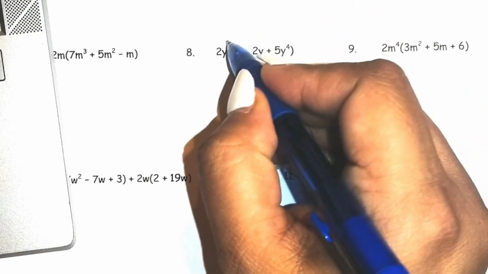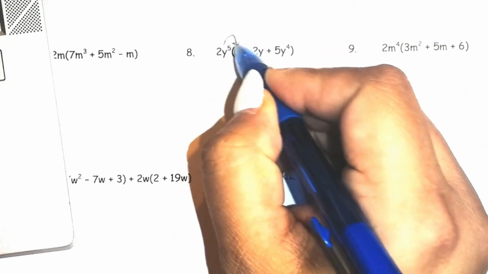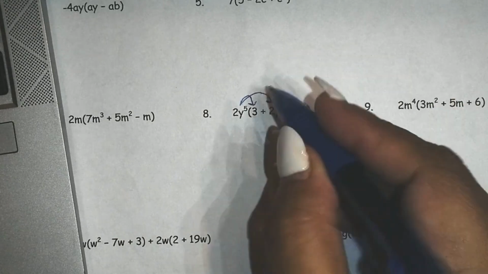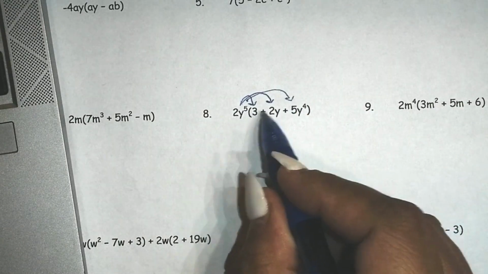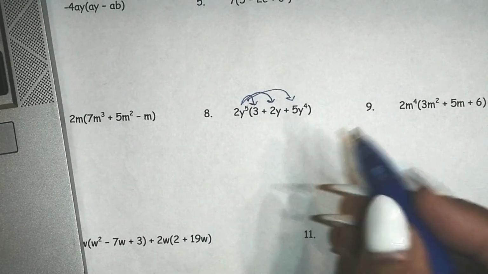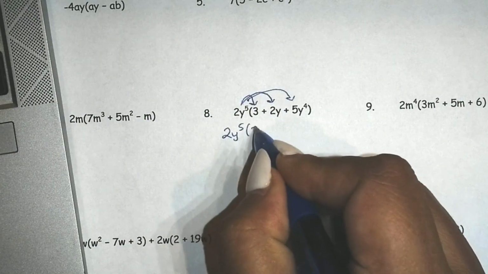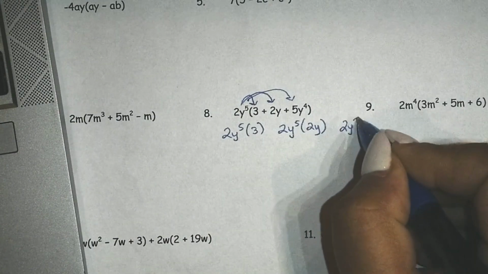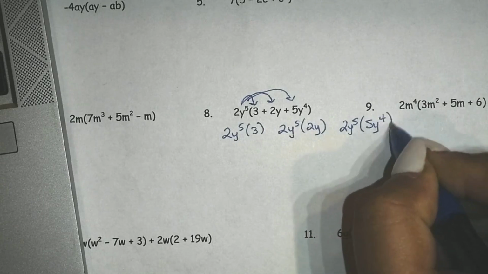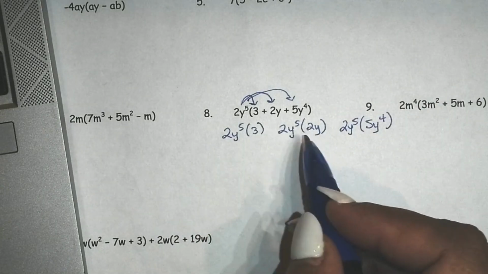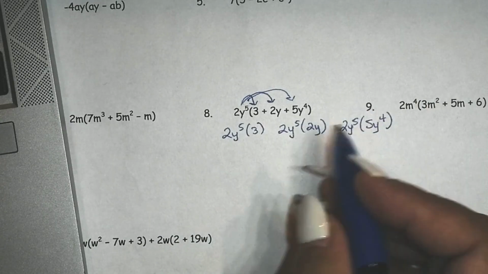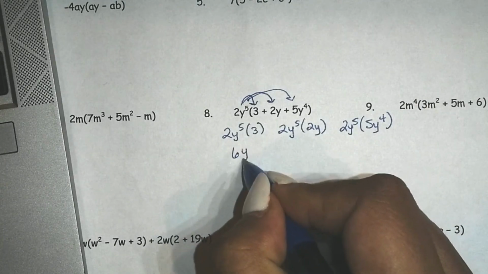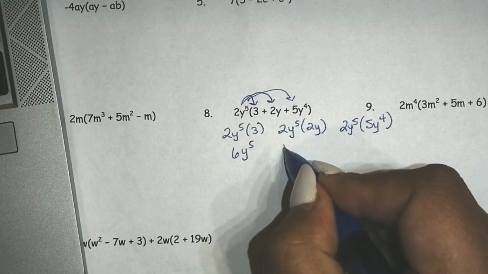Alright, so number 8, what you are doing is you're going to take 2y to the 5th power and distribute that through to each term in the parentheses. So that's going to be 2y to the 5th times 3, 2y to the 5th times 2y, and 2y to the 5th times 5y to the 4th. Now again, remember when you're multiplying variables, you are adding your exponents. But when you have numbers in the front like 2 times 3, you can just multiply those. So we have 6y to the 5th.